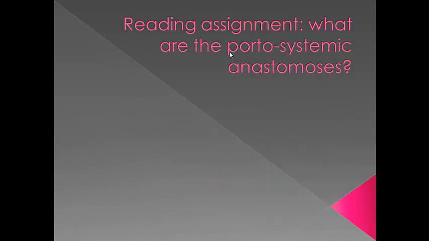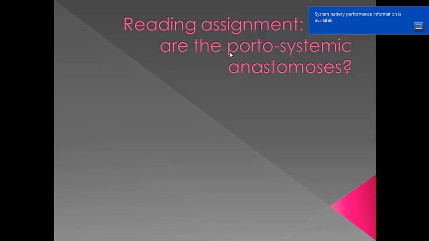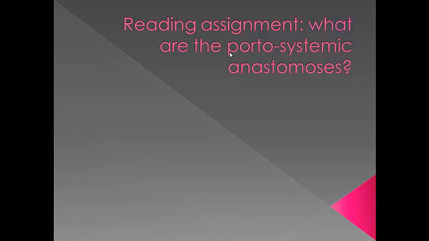Okay? So, as a reading assignment, I want you to go find out what the portosystemic anastomoses are. You're going to find out that there is a communication between the portal vein and certain systemic veins in the body. I want you to go read about that, and then hopefully I will either do a discussion session or a discussion forum. We'll figure something out for this exercise, okay? So make sure you go read that.